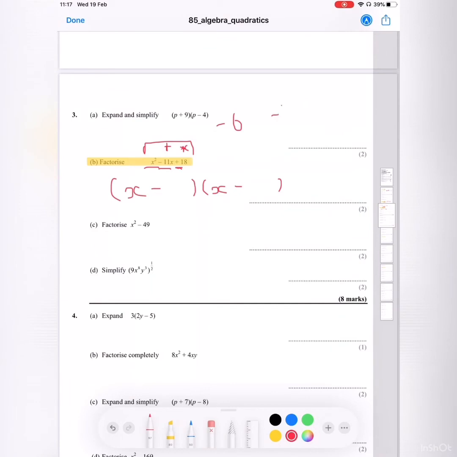So then we look through our options and we think, well, it could be minus 6 and minus 3, but they will not add to give minus 11. So we think of another option, minus 9 and minus 2. Yes, they times to get 18. Do they add to get minus 11? Well, yes, they do. So it must be those.